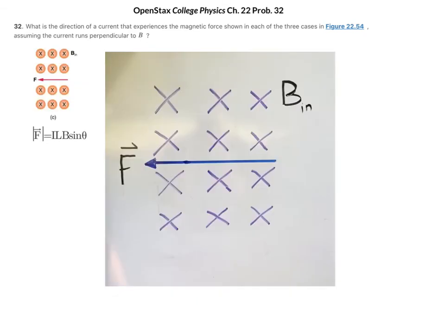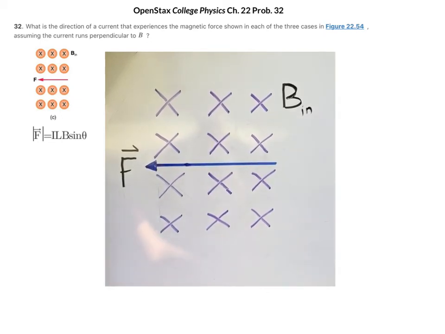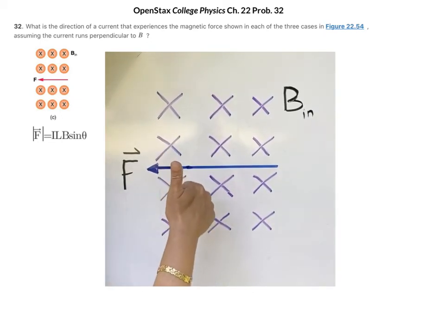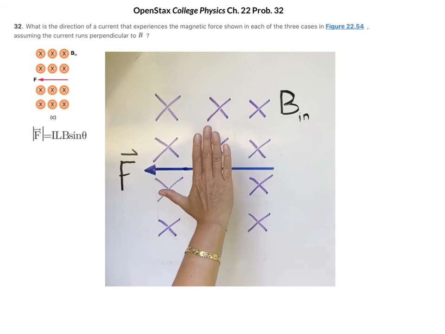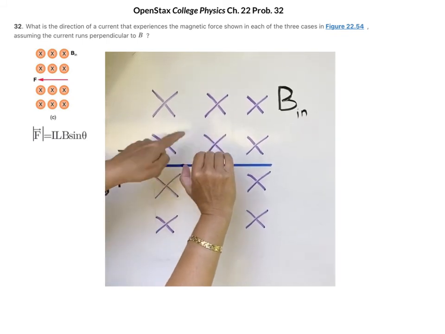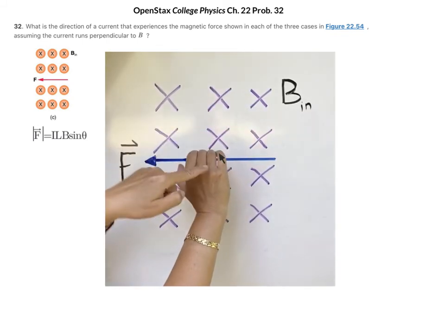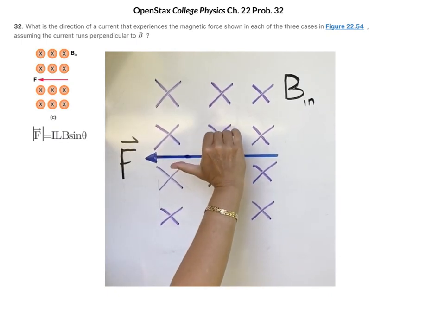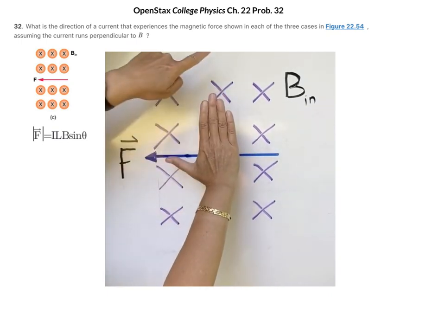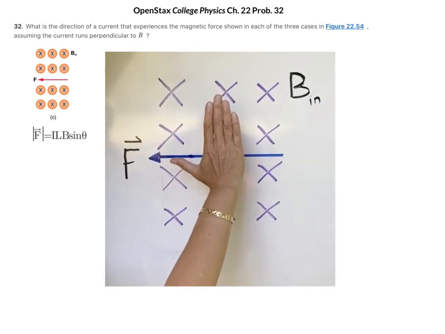In the last part, we now have a force going to the left, so we have to place our thumb in that direction, and the magnetic field is going into the board. So the force is going to the left, and that's the thumb. We place the thumb going to the left. Then the bent fingers have to go in the direction of the magnetic field, so they're going into the board. And then when we straighten out the fingers, that will be the direction of the current.